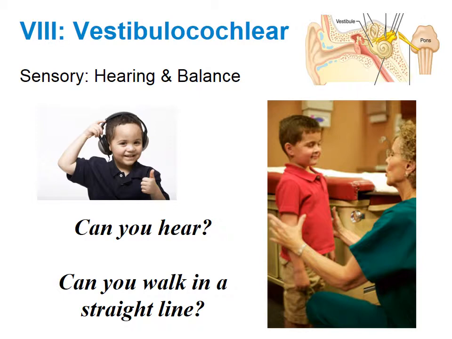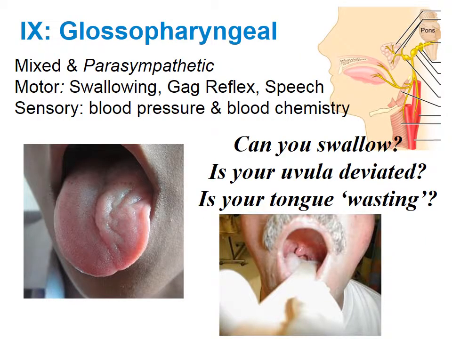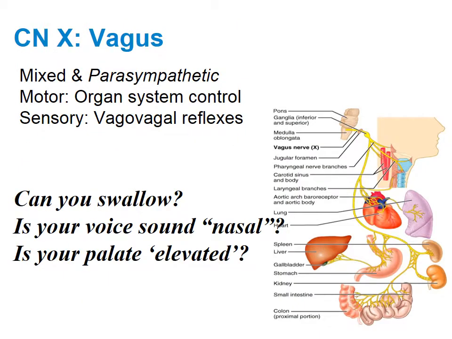Cranial nerve 8, vestibulocochlear, is sensory, hearing and balance. Cranial nerve 9, glossopharyngeal, is mixed fiber. It carries parasympathetic fibers, the sensory is blood chemistry and blood pressure. Motor is muscles for swallowing and the gag reflex. Cranial nerve 10, vagus, is a mixed nerve, which contains parasympathetic fibers and provides parasympathetic control.